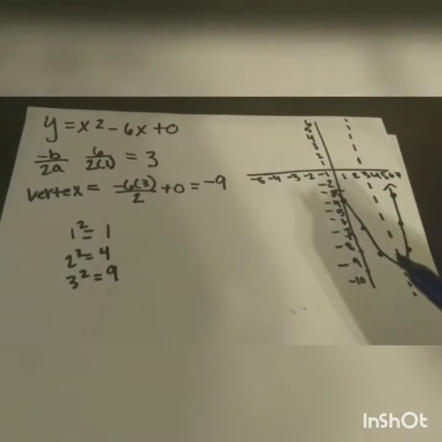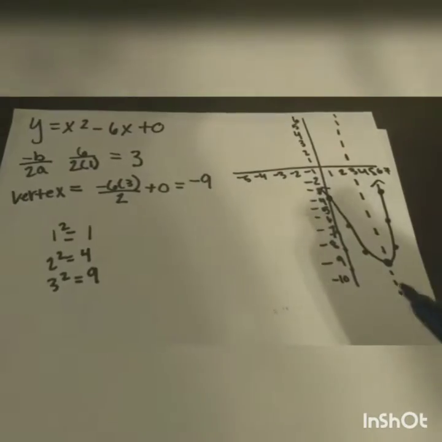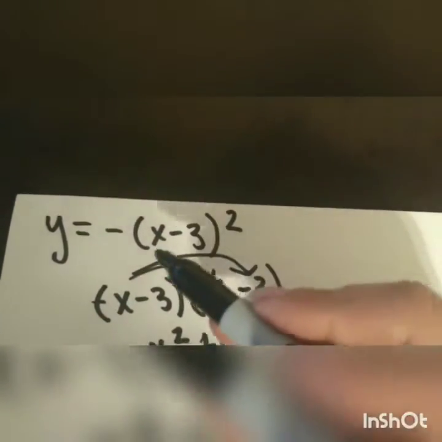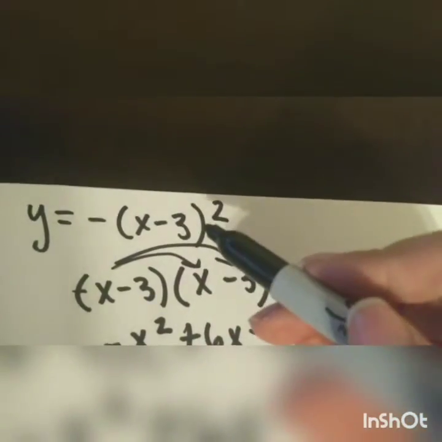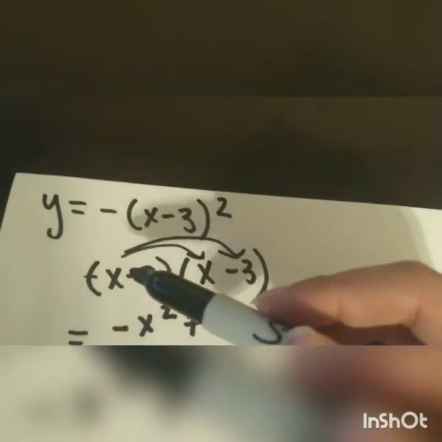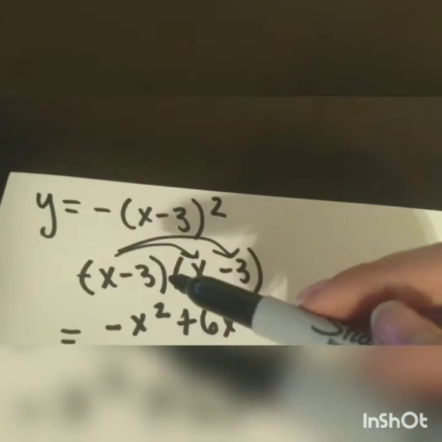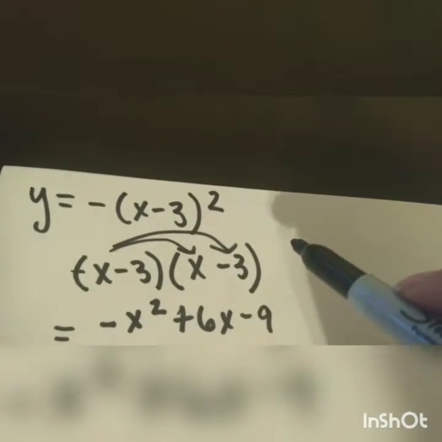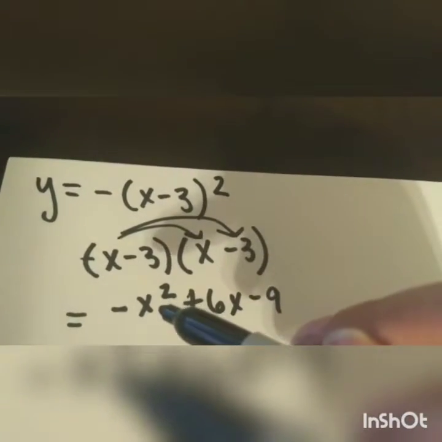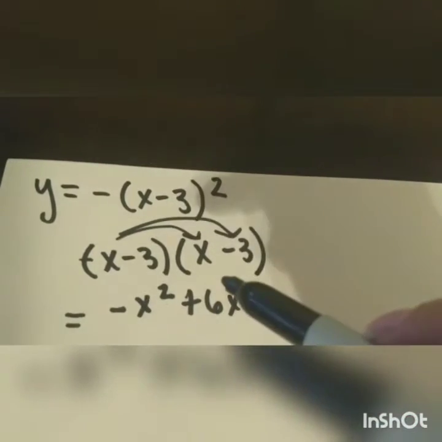So now I'm going to do one last equation, and then we'll be done. So here's problem number 3. Negative, in parentheses, x minus 3 to the power of 2. And so all you have to do is go ahead and do x minus 3 times x minus 3 in parentheses and FOIL it. So I went ahead and did that already to save us some time. So that's going to be negative x squared plus 6x minus 9.